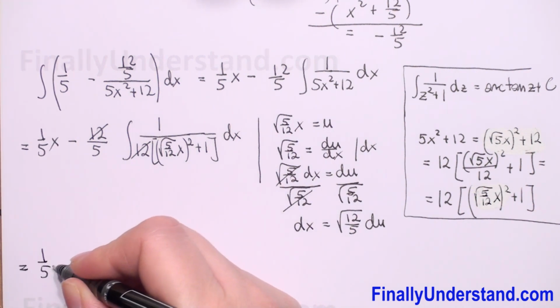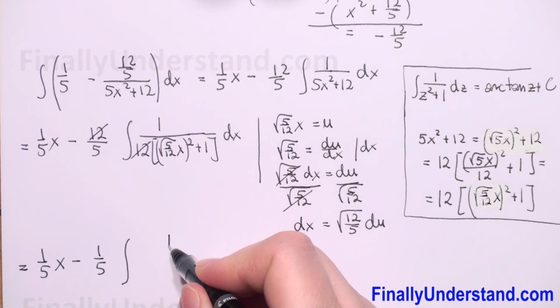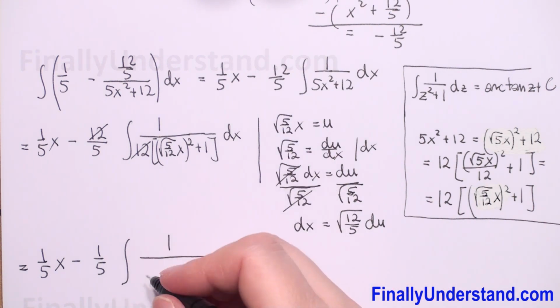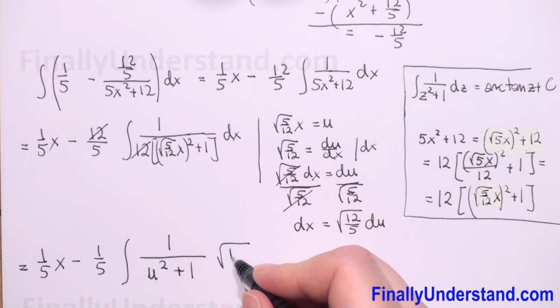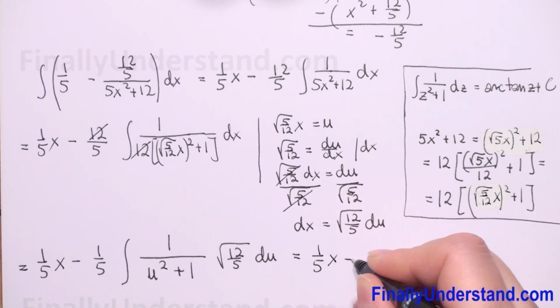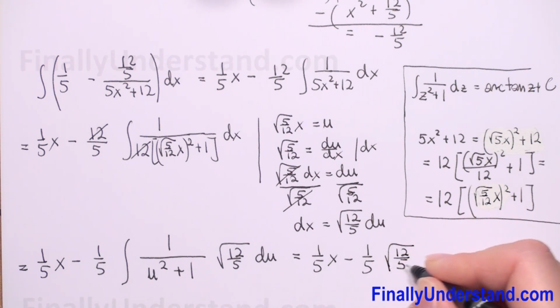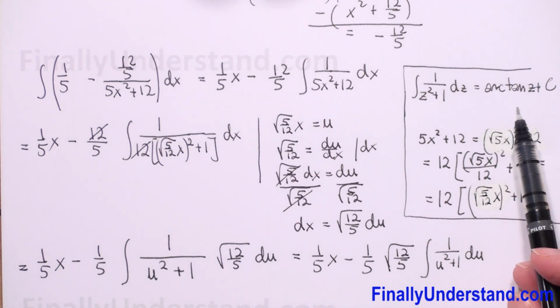Now we have to come back to our integral. This is equal to 1 over 5x minus 1 over 5, and we have the integral of 1 over the square root of 5 over 12 x, which we substitute by u, so we have u squared plus 1, and dx is the square root of 12 over 5 du. We can take this constant before the integral. So we have 1 over 5x minus 1 over 5 times the square root of 12 over 5 times the integral of 1 over u squared plus 1 du. The integral of 1 over u squared plus 1 is equal to arctangent of u.